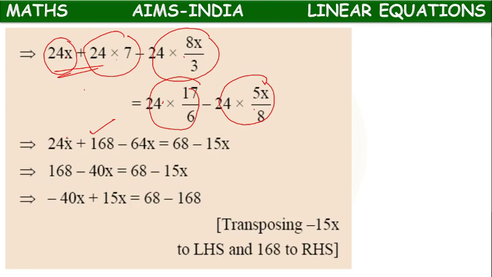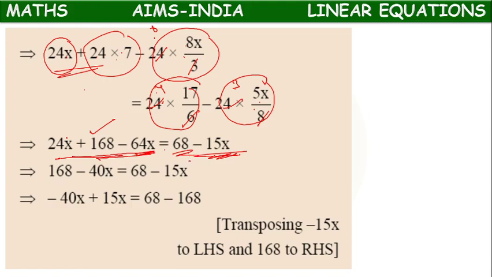So 24x, 7 into 24, 168. Here 3 eights are 24, 8 into 8, 64, 64x. Here 6 fours are 24, 4 into 17, 68. Here 8 threes are 24, 3 into 5, 15x. So now we have simplified. We have removed all the brackets and simplified both LHS and RHS.